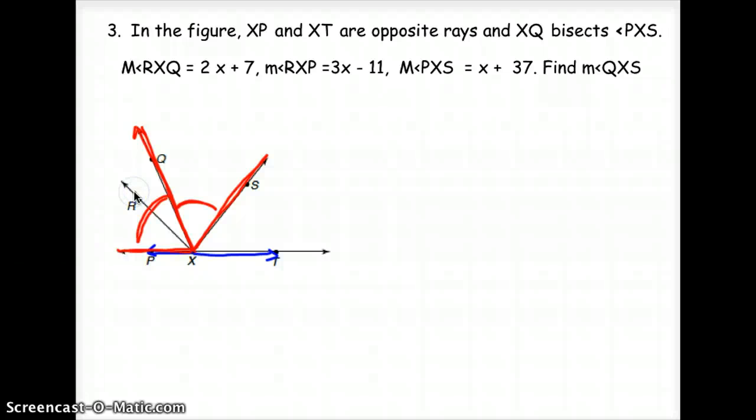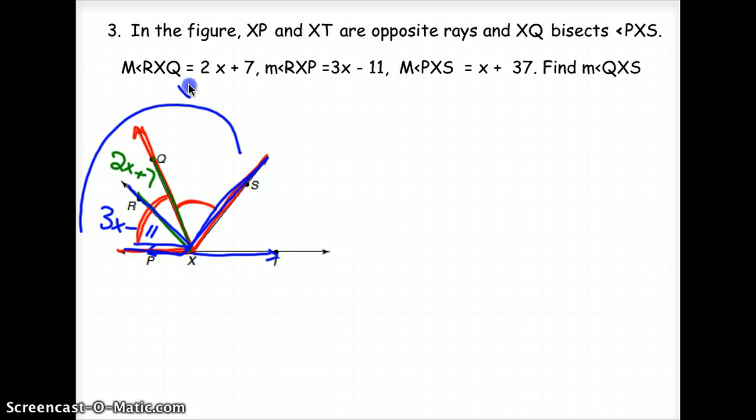RXQ is 2x plus 7. RXP is 3x minus 11. And then they give me PXS to be the whole entire thing. Okay, so I have the whole entire thing, but I don't have anything written here.